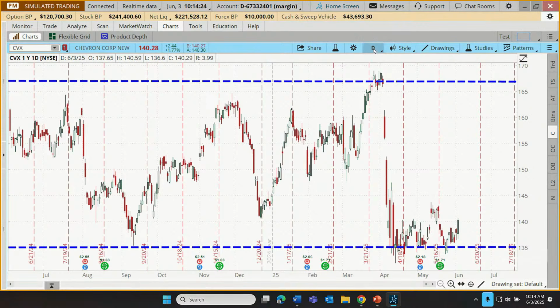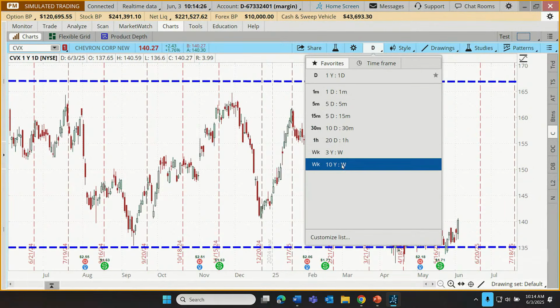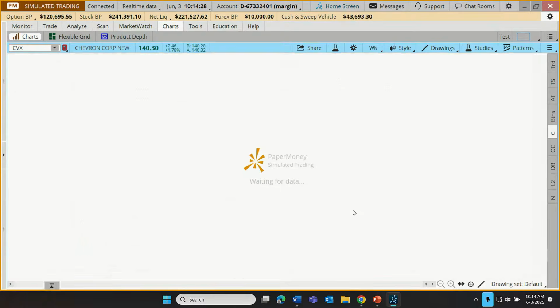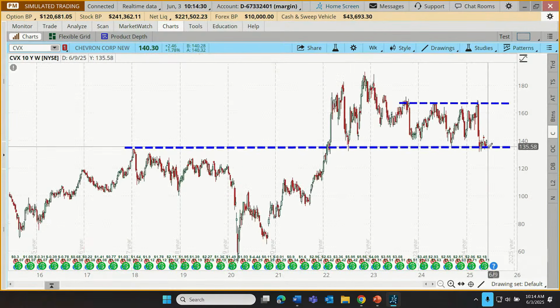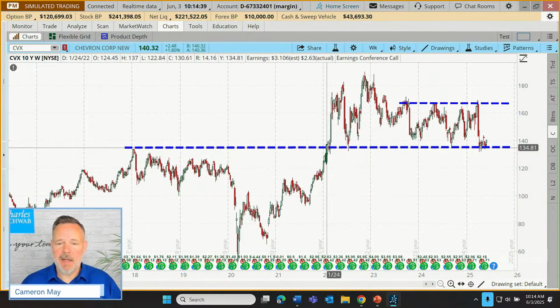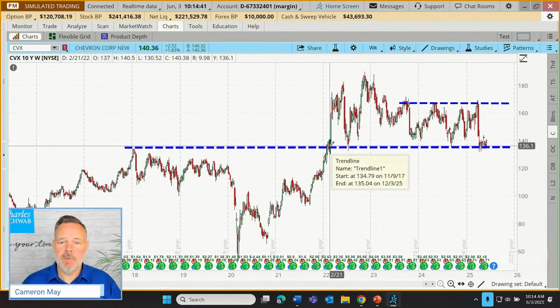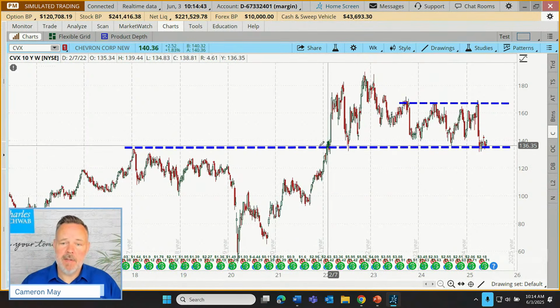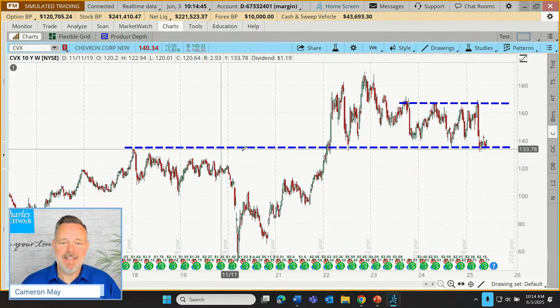But if we were to extend this out to a longer term time frame, let me go out to a 10-year weekly chart. You'll notice 135 has been a support level for CVX stock prices going all the way back to 2022. And previous to that, that was a price ceiling.